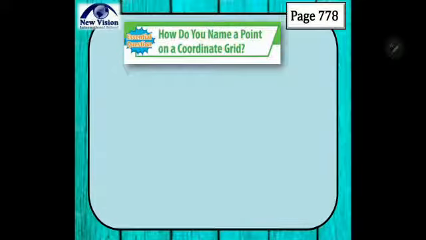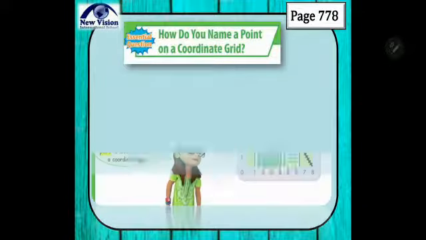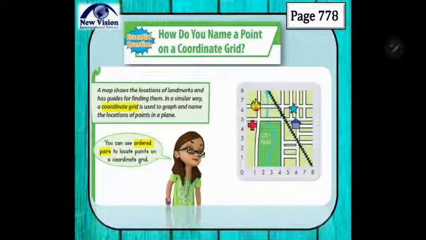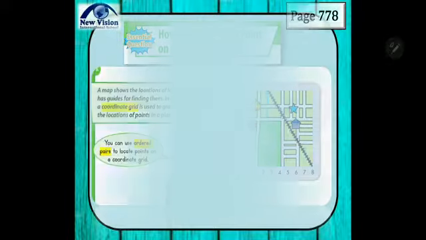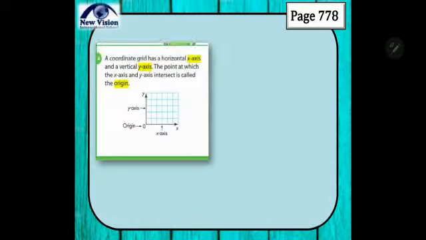Okay, let us review the essential question. How do you name a point on a coordinate grid? So you can use ordered pairs to locate points on a coordinate grid. A coordinate grid has a horizontal x-axis, so this one, and vertical y-axis. The point at which the x-axis and y-axis intersect, this point, is called origin.